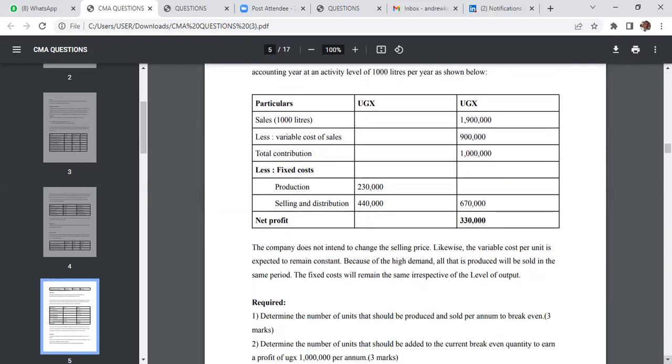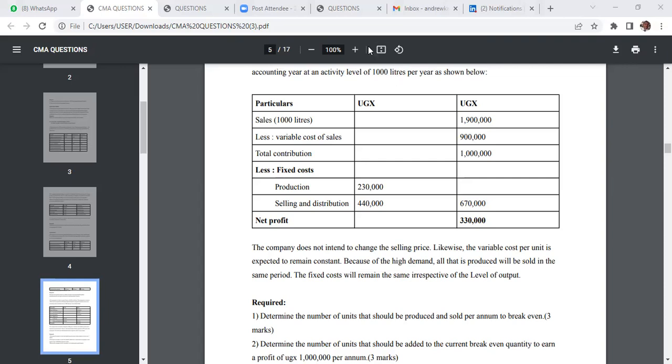Okay, part B was looking to determine the number of units that should be produced and sold per annum to break even. No, we want to do part B. This is break even. You can try it out. The same formula applies. Could you kindly go through the calculations for optimum mix? The last part. Okay, yeah, I understand.